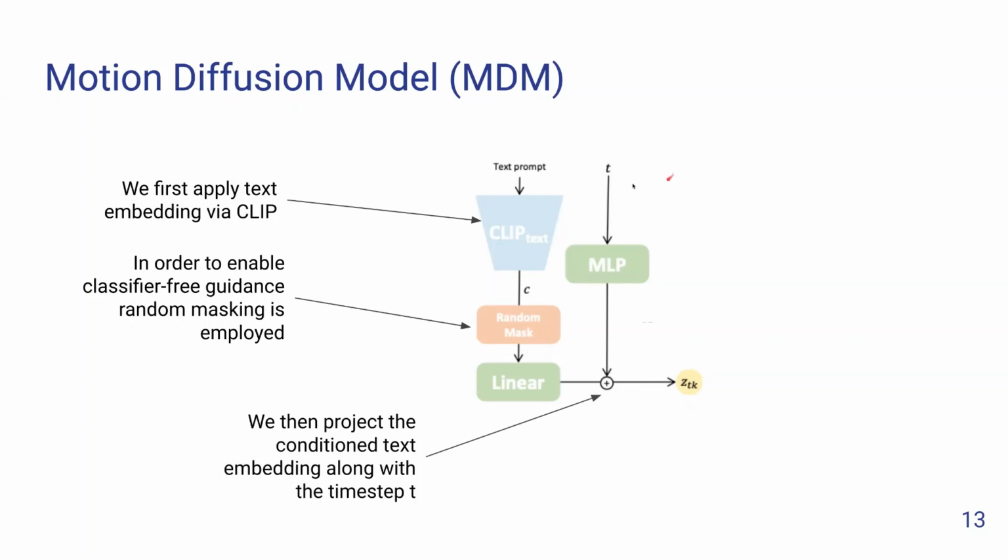Okay, and then we have our t, which gets sent down to a multi-layer perceptron, and both of these are projected onto a new variable called z_tk.